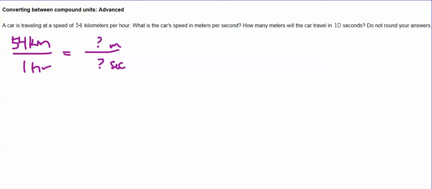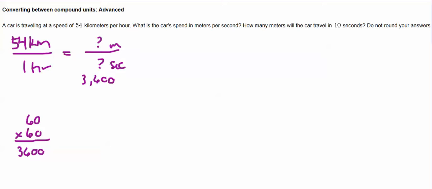So we're going to start off with hours and seconds. In converting from hours to seconds, there are 60 seconds in a minute and 60 minutes in an hour. So if we take 60 times 60, that will tell us that there are 3,600 seconds in 1 hour. All right, so we've converted for time. 1 hour is equal to 3,600 seconds.